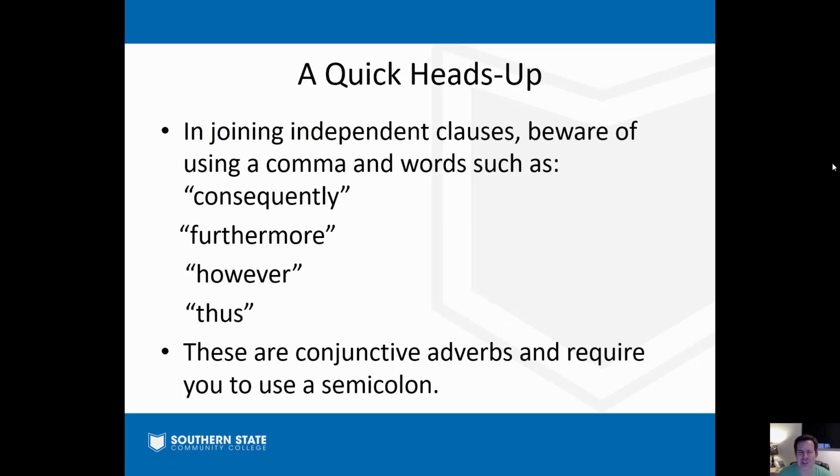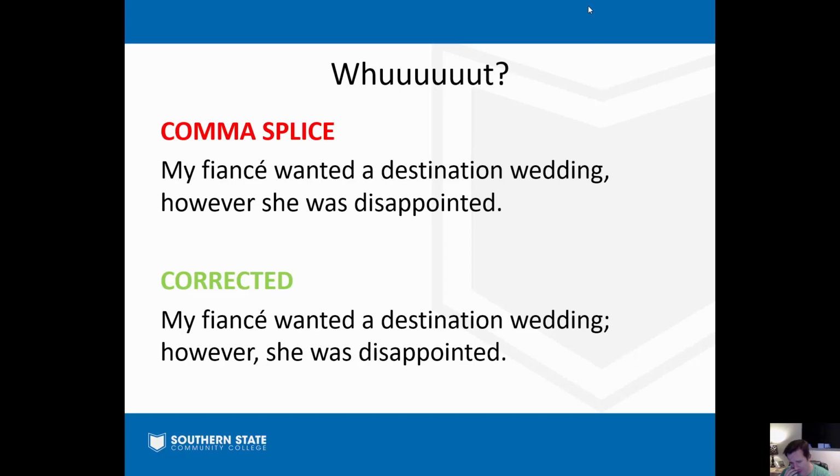So one quick word of caution here. If you're joining independent clauses with a comma and you plan to use a coordinating conjunction, the and, or, but, whatever the case may be, you need to be aware that conjunctive adverbs like consequently, furthermore, however, those require you to use a semicolon. That's just the way the grammar rules work. You can't just put these in behind the comma and go about your day. Now you're probably saying, what? What does that mean?